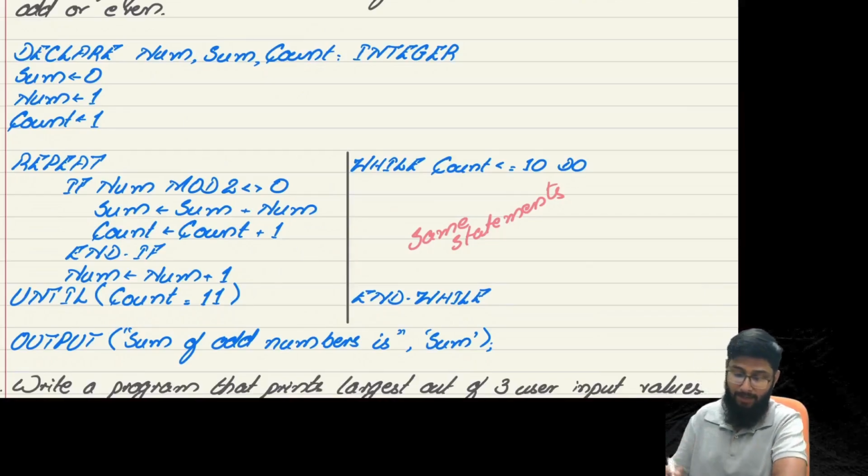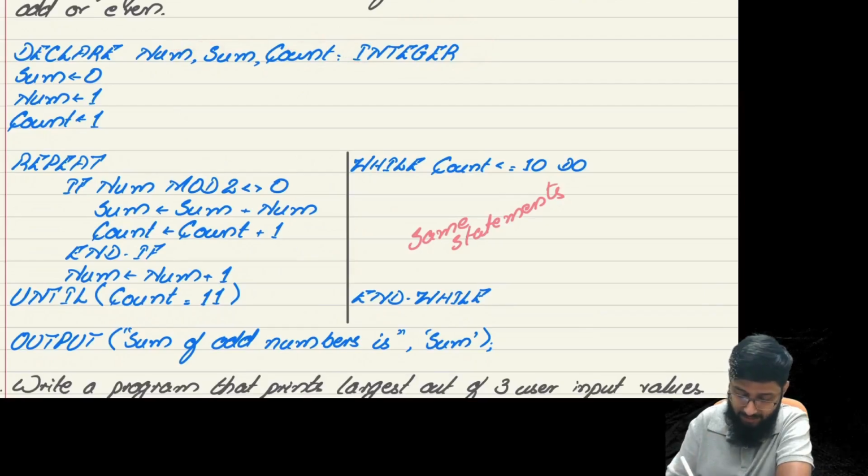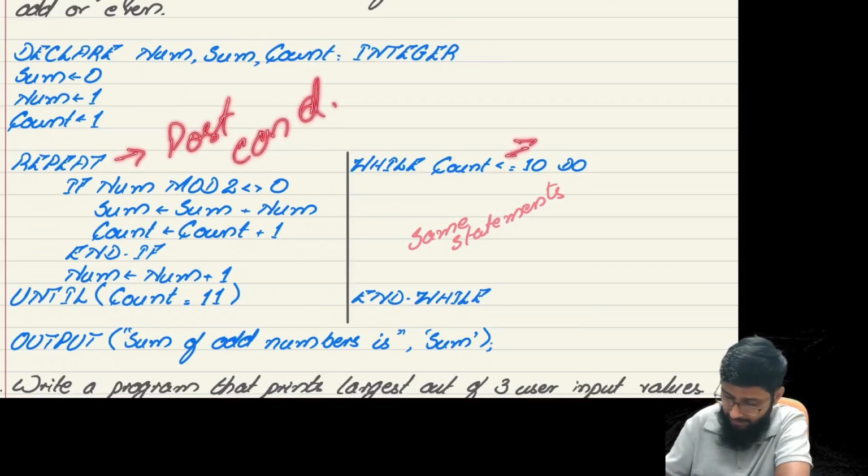Let's see. It says declare num, sum, count, all of them are integer data type. I have just initialized them. Sum was 0, num was 1, count was 1 as well. Repeat. Now this is the post condition and this is the precondition.